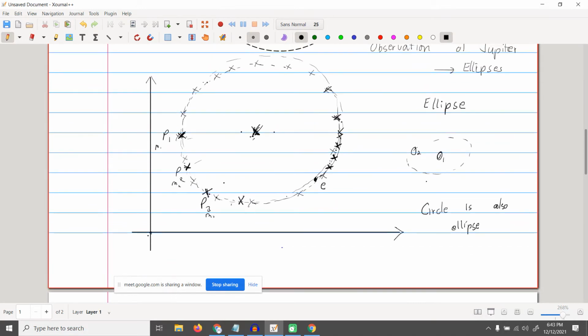So will you find a planet going in a circular orbit? Could be. There are so many planets out there. You can easily find a planet which is going in a perfect circular orbit. But it's rare. More often than not, you will always see elliptical orbits. Elliptical orbits are the more general case.